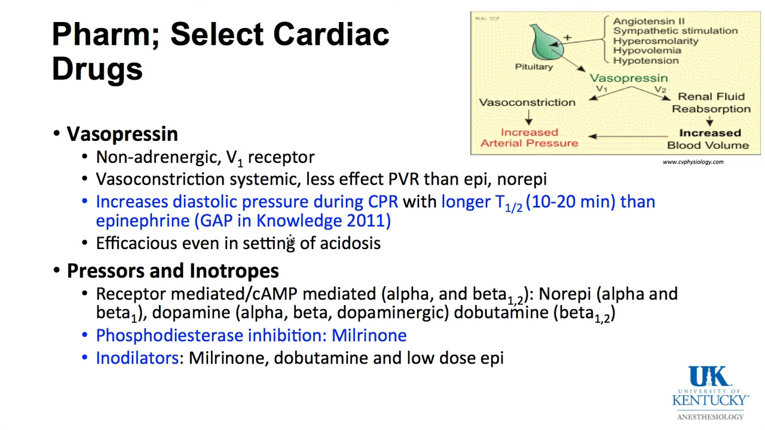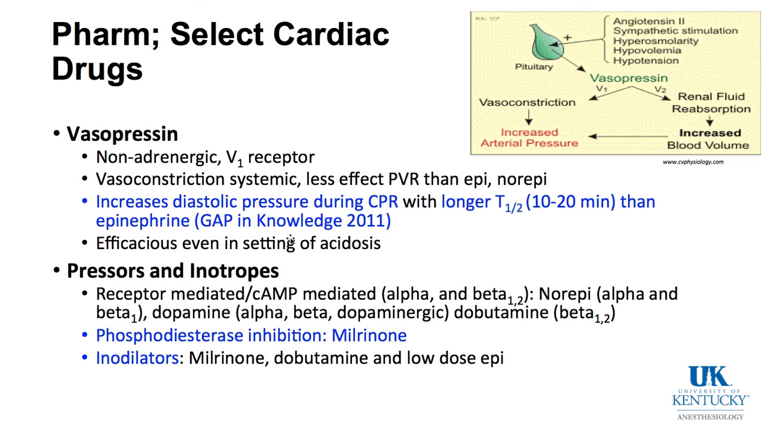Pressors and inotropes: receptor-mediated effects, mainly cyclic AMP. Norepinephrine works through alpha and beta 1, dopamine through alpha, beta, and dopaminergic receptors, and dobutamine through both beta 1 and beta 2. Phosphodiesterase inhibition is milrinone, and when we talk about inodilators, or inotropic agents that are also dilators, milrinone is one of the classic ones, dobutamine is another classic one, but we often forget that low-dose epinephrine is an inotrope, and because of its beta-2 effect can act as an inodilator.